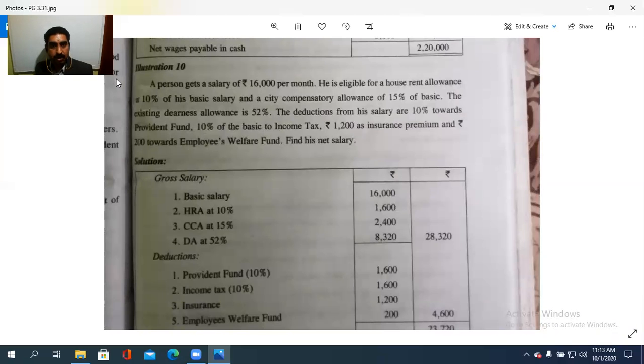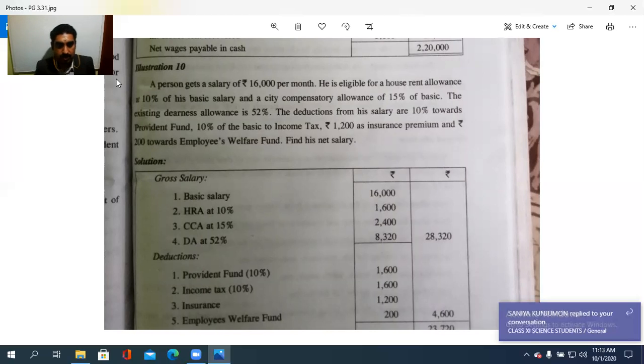He is eligible for a house rent allowance at 10% of his basic salary. 10% of 16,000 is 1,600 HRA. Then a city compensatory allowance at 15% of the basic. So 15% of 16,000 is 2,400 CCA, city compensatory allowance. The existing dearness allowance is 52%.